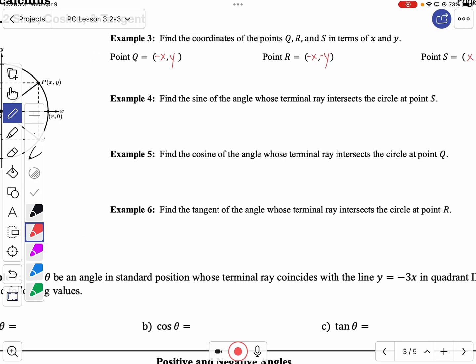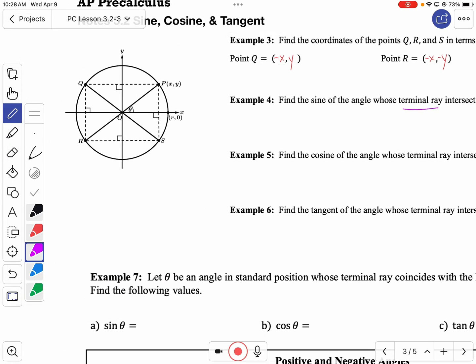So now it's going to ask me to do some things. It says to find the sine of the angle whose terminal ray intersects the circle at point S, okay? So we're thinking about point S, right? So I'm thinking about that right triangle at point S. To get that triangle, I went right X and I went down Y. And then what's the hypotenuse always going to be? The radius.